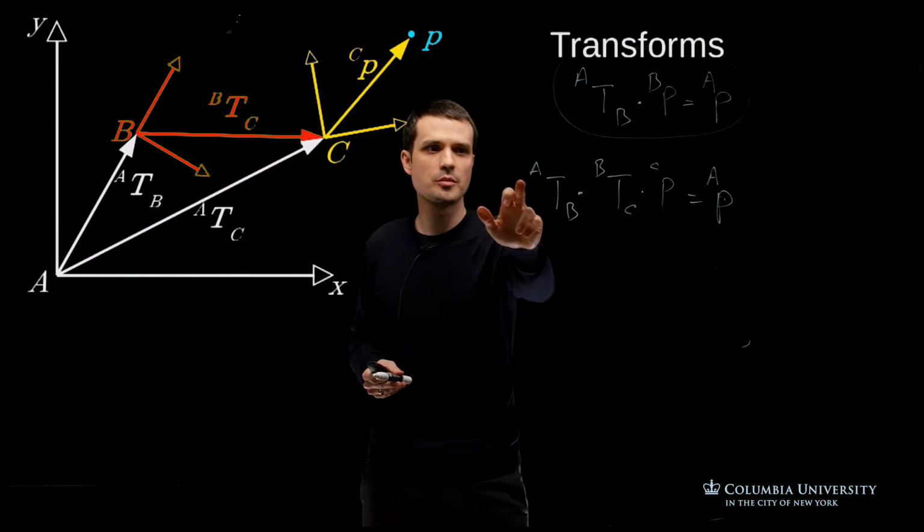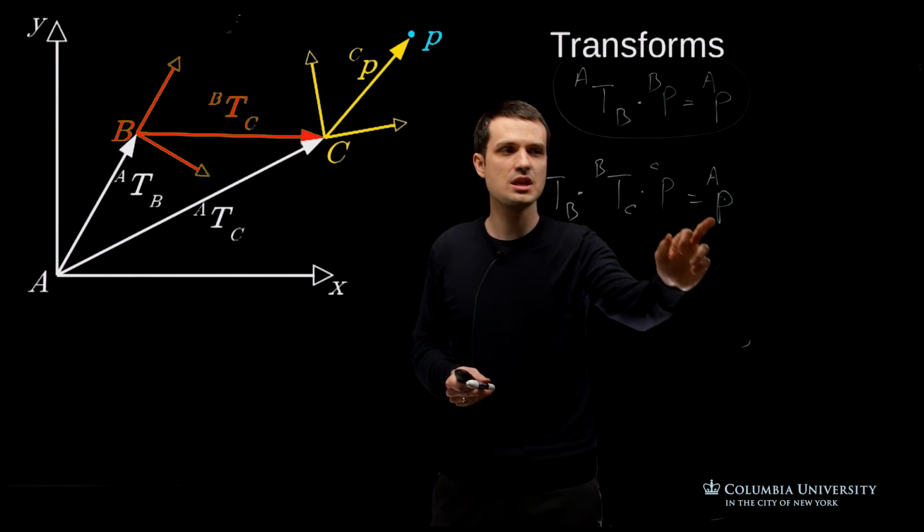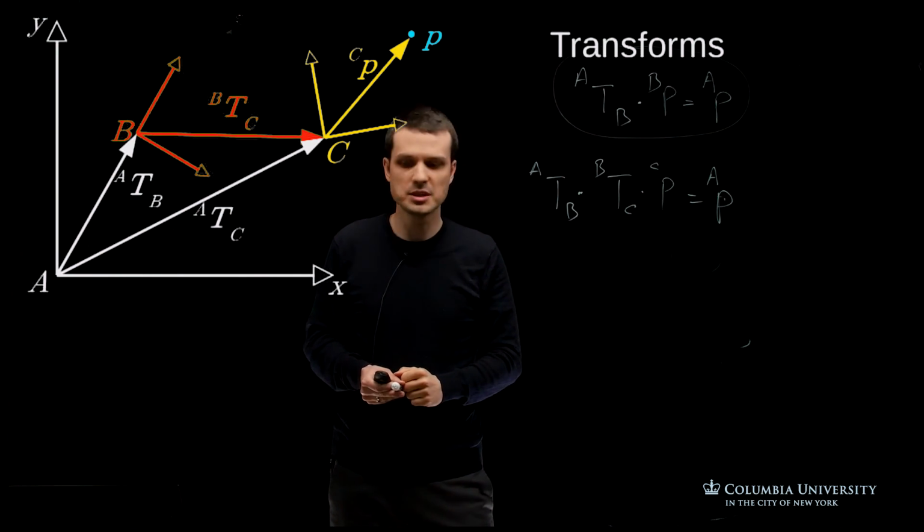So again, transform from A to B times transform from B to C times the point in coordinate frame C gives us the point in coordinate frame A. Let's make this concrete.